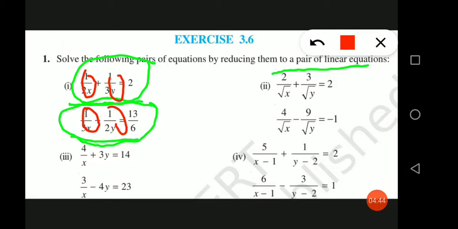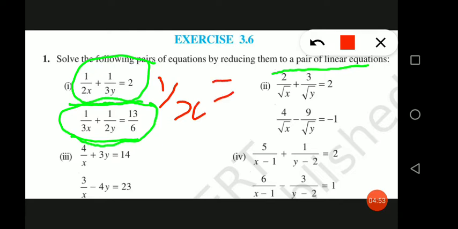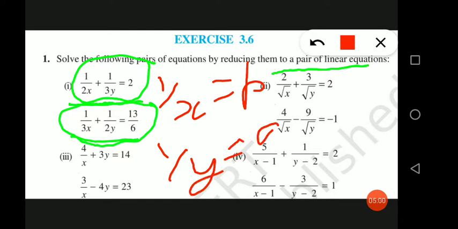The coefficients of x and y are not the same, so we will not take them. We will only take 1 by x is equal to p, or any other variable you can take, and 1 by y is equal to q. Then we will reduce the equations to linear equations in two variables. After that you will solve using any method, elimination or substitution. Got it?